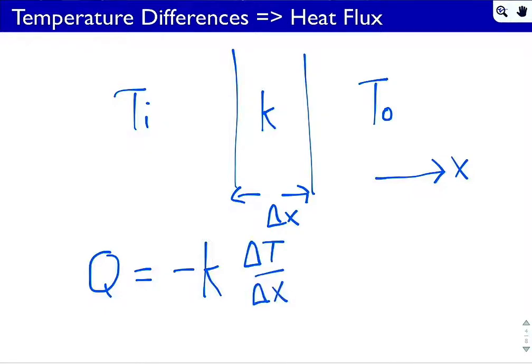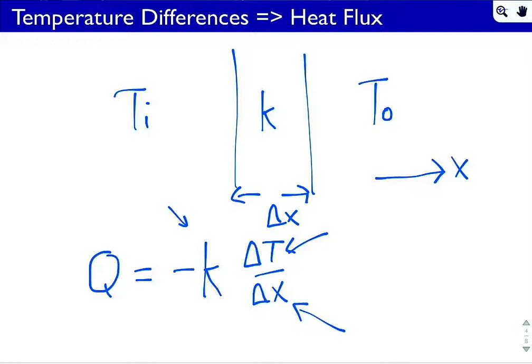So it's positively correlated with the thermal conductivity. A higher conductivity means faster heat transfer, everything else the same. A larger temperature gradient means higher heat transfer. A larger thickness of the wall means lower heat transfer. And as the wall thickness goes to infinity, our heat transfer goes to 0.